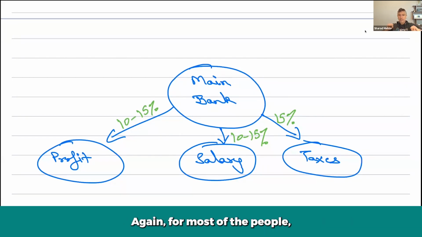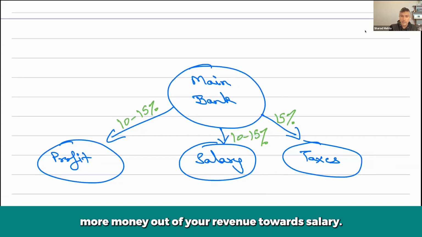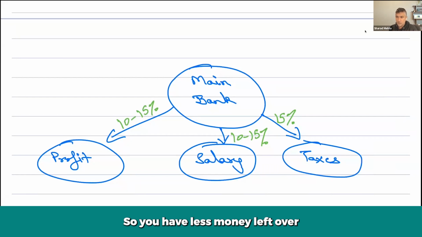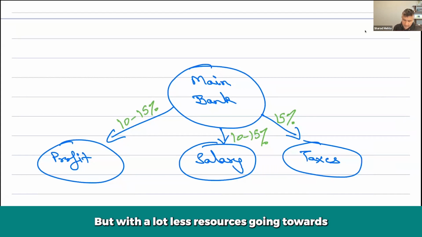Again, for most people, it's going to be a very high number. Start out with a number where you feel like you are actually pushing yourself a little bit, squeezing a little bit more money out of your revenue towards salary, so you have less money left over for operating expenses. The goal is to run your business super efficiently, make the same revenue, but with a lot less resources going towards operating expenses. And then you want to take some of the money and put it towards your income taxes.